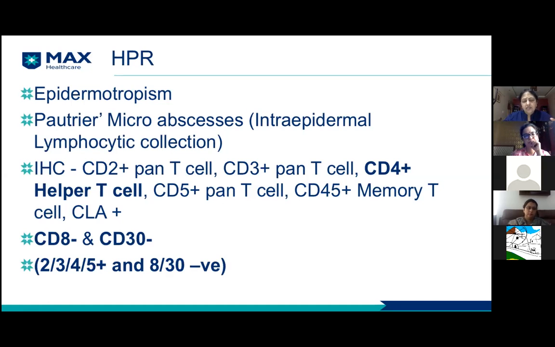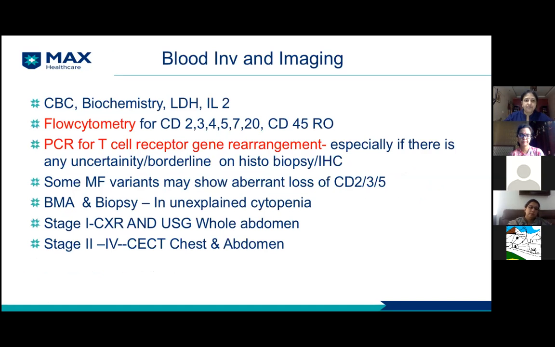There can be focal CD30 positivity. That's okay. There can be focal CD8 positivity, but it should not be a dominant or diffuse positivity. And CD4, as I mentioned earlier, is the hallmark for mycosis fungoides. Apart from this, you also require CBC, biochemistry, LDH, ESR. Another thing required is that you have to rule out Sézary syndrome. For that, you have to do flow cytometry for CD2, 4, 5, 7, 20, CD45. PCR for T cell receptor rearrangement monoclonality is a problem solving tool.